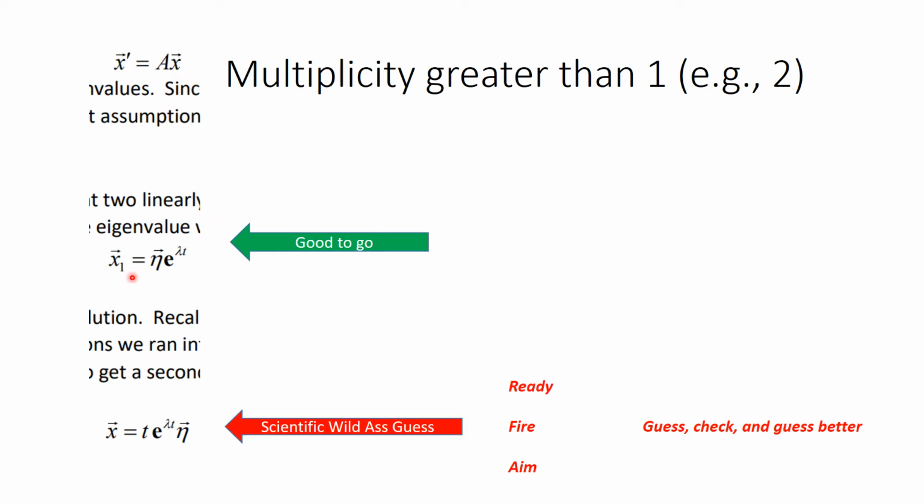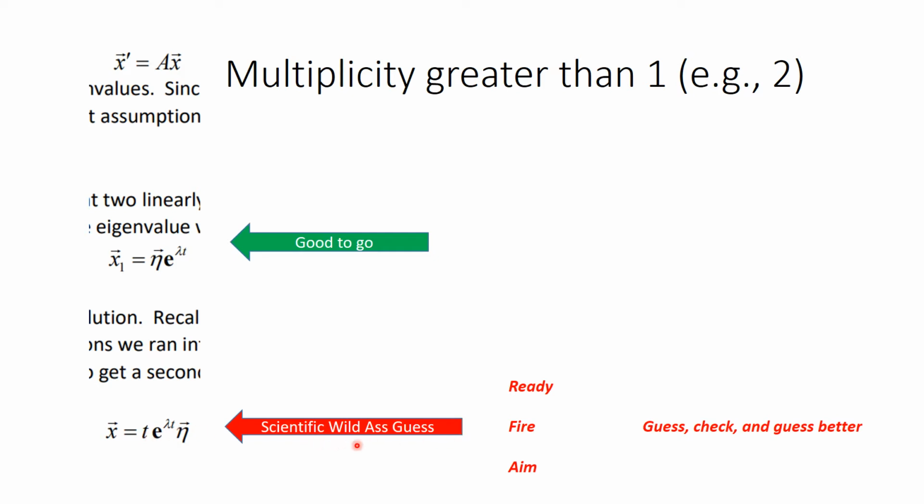Now, we're good to go with this because we know very well how to find the eigenvalue and the eigenvector. But we need a second linearly independent solution, and we don't have one here. We only have the one. So we need to find another one, and we might make a good scientific wild guess saying, oh, it worked before just throwing in a factor of t, so maybe that'll work this time.